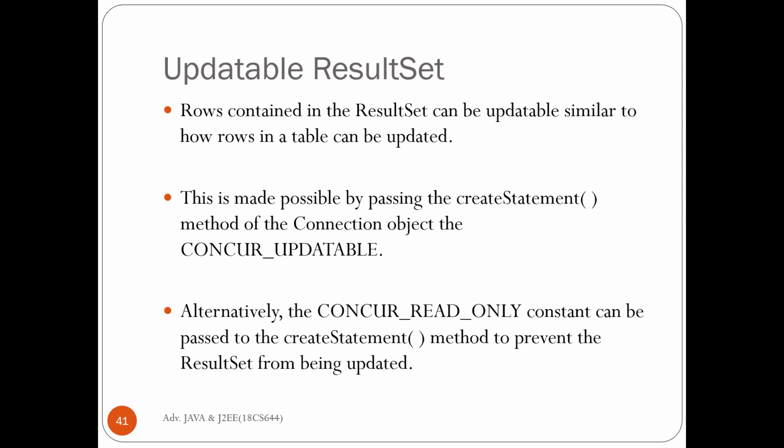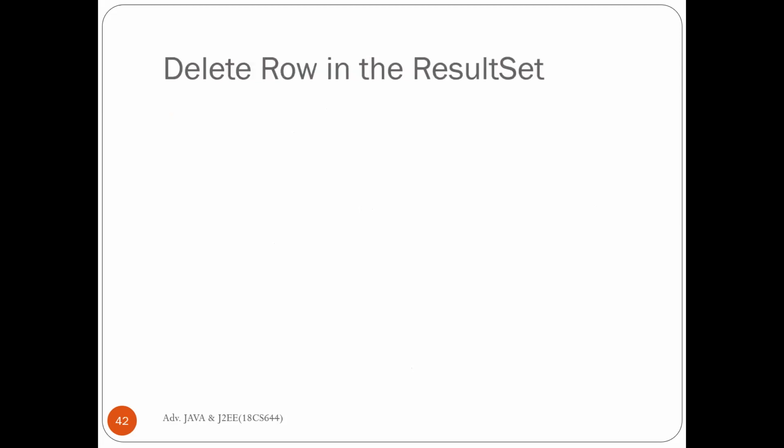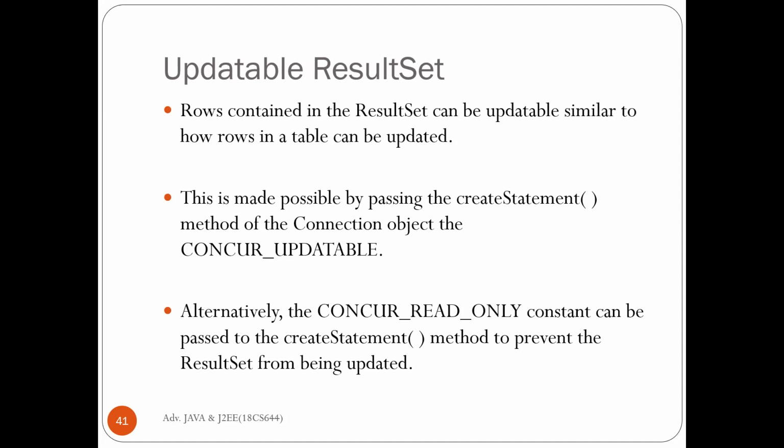There are three ways in which a result set can be changed: deleting a row, inserting a new row, and updating the values. All these changes are accomplished using different methods that are provided in the statement object. So first, let us see how to update the result set. Once we execute a query using the execute query method of the statement object, it will return a result set.